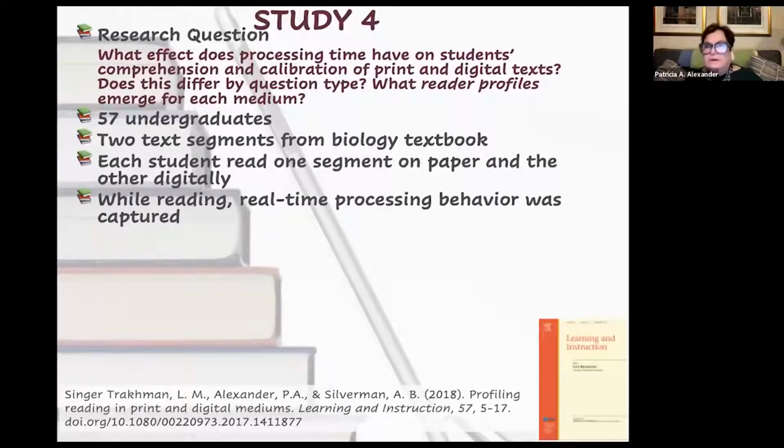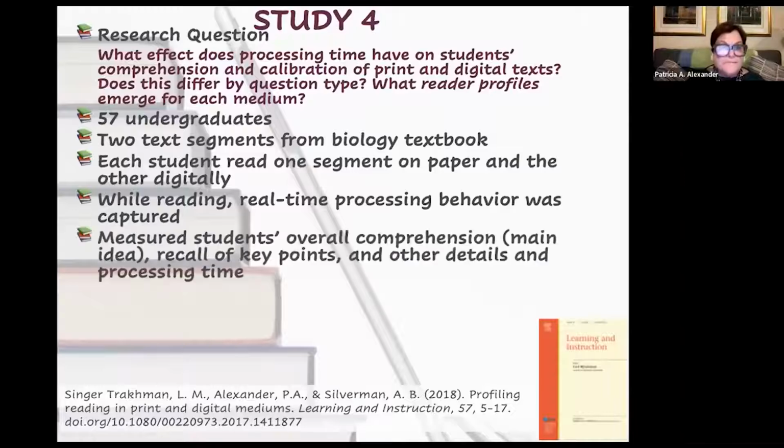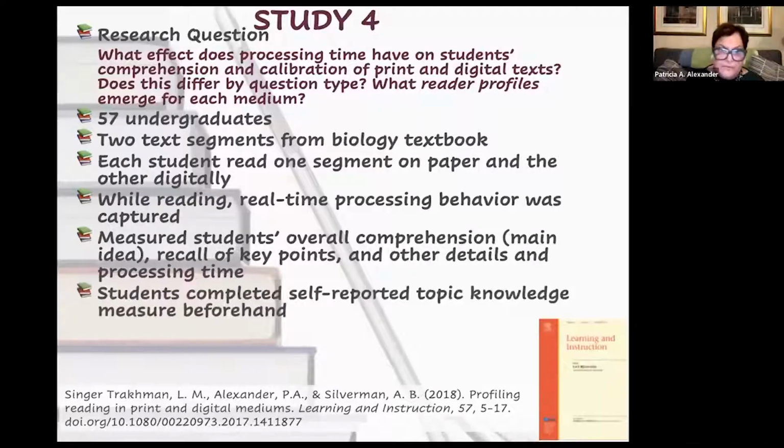So what Lauren did and what our undergraduate assistants in the lab would do is, as the students are reading, they're coding and watching for behaviors. There were also systems that Lauren had in place where she could track whether or not they go back or stay on page, all those little surface level processing features that we could record, because we knew those might make a difference in these profiles. We measured comprehension as we've done before, but here again, we're adding time as an important variable.